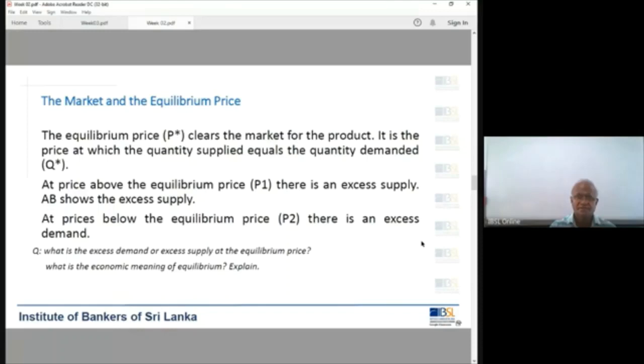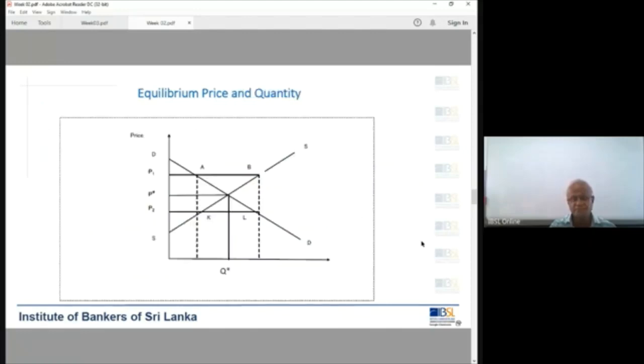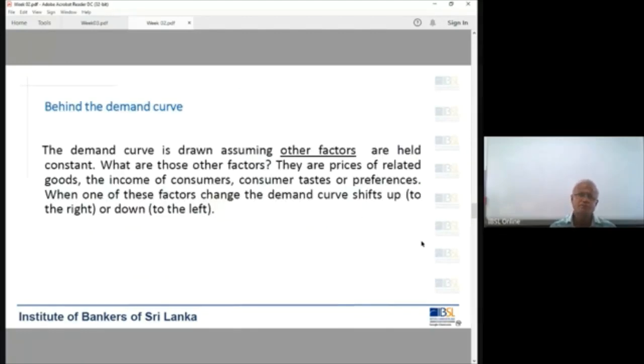I think we discussed here quantity demanded, quantity supplied, equilibrium price, equilibrium quantity, and the excess demand and excess supply. Now we'll move to, when you draw the demand curve and the supply curve, we have the assumption, ceteris paribus. Other factors are held constant.